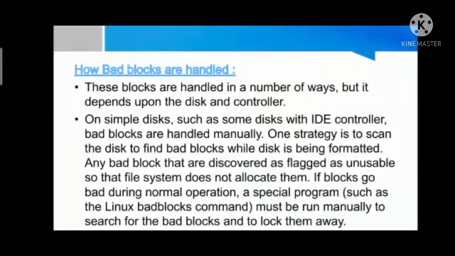On simple disks, such as some disks with IDE controller, bad blocks are handled manually. One strategy is to scan the disk to find bad blocks while the disk is being formatted. Any bad blocks that are discovered are flagged as unusable so that the file system does not allocate them. If blocks go bad during normal operation, a special program such as the Linux badblocks command must be run manually to search for the bad blocks and to log them away.